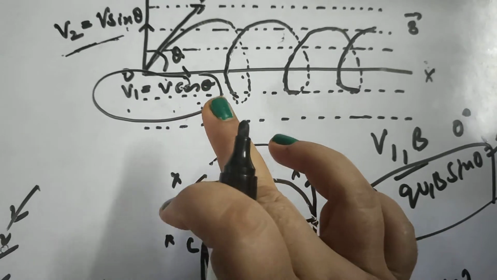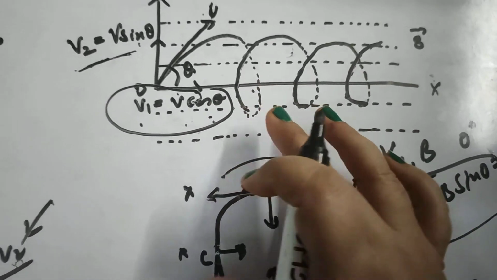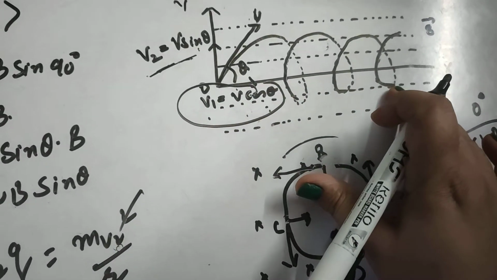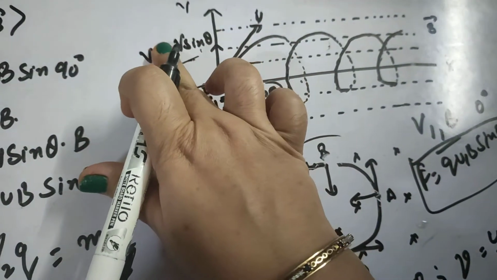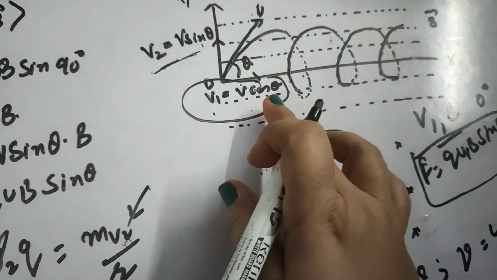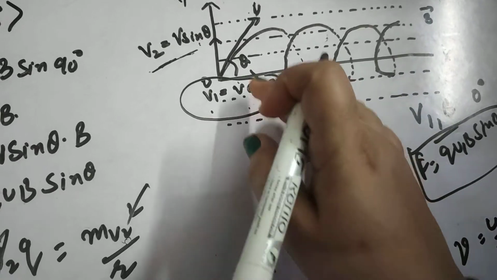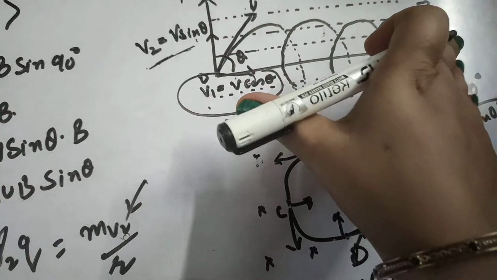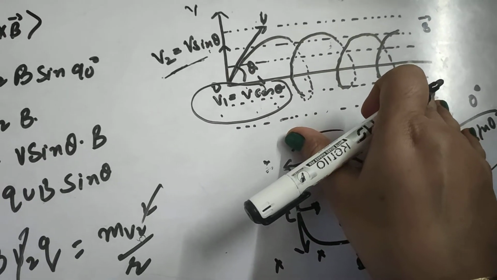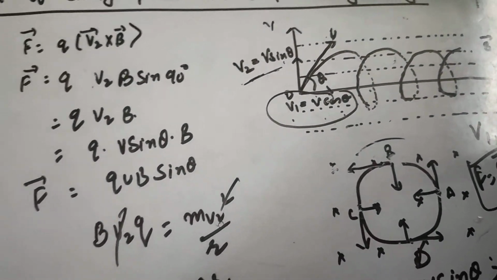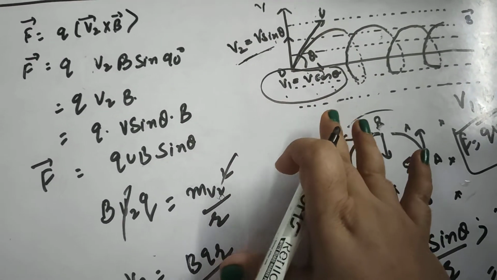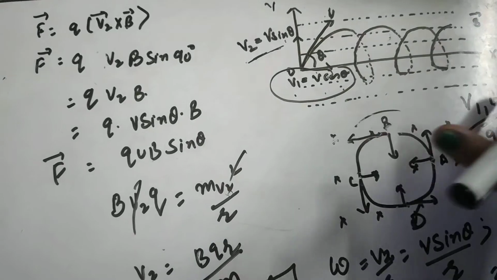So there will be no force experienced on the charged particle due to this horizontal component, and the charged particle will move straight. So due to V sin theta, it will follow the circular path, and due to V cos theta, it is following the straight line path. So overall, due to the effect of these two components, the path of the charged particle will be helical. So this is all about how the motion of a charged particle can be studied when it is moving in a uniform magnetic field.